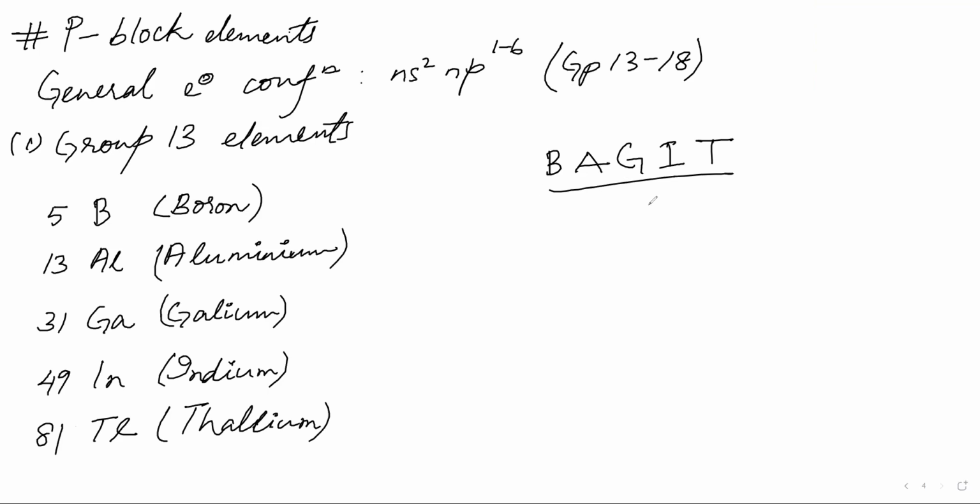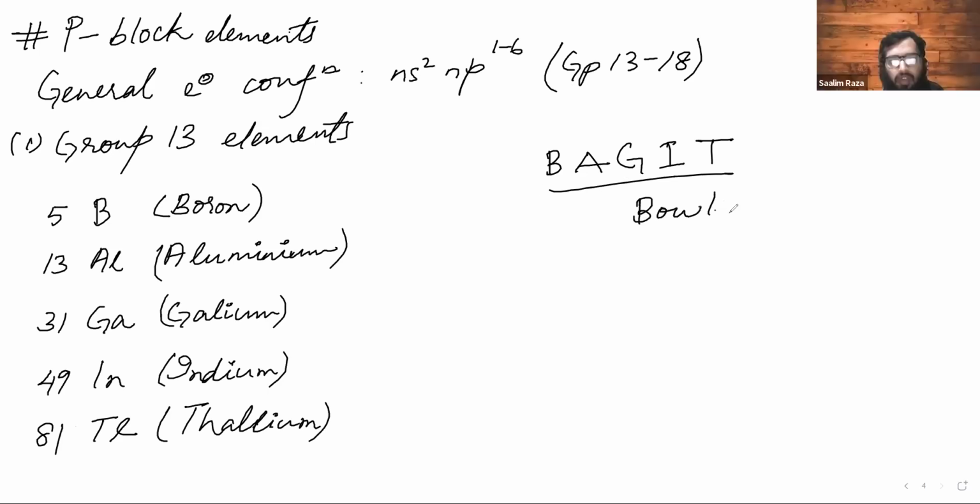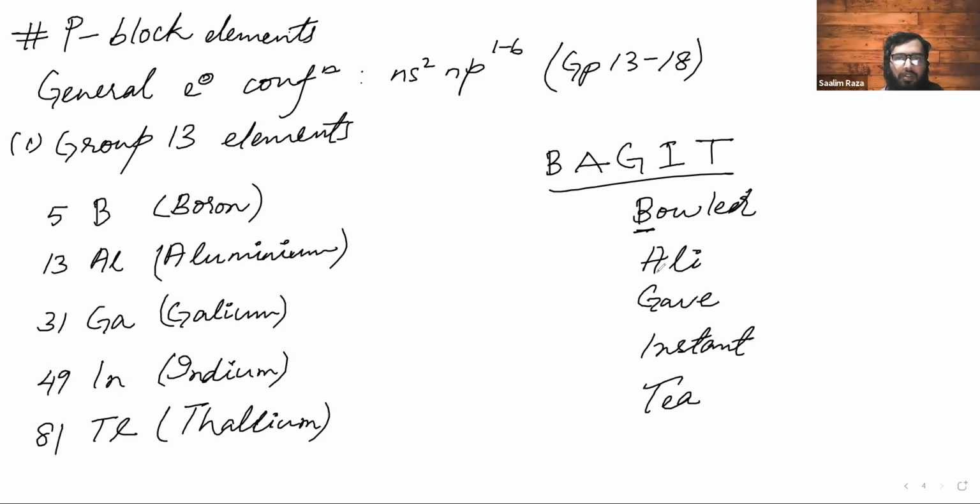Okay. Or else what you can say is: Bowler Ali gave instant tea. Bowler Ali gave instant tea. Now for T you have to remember just like T, Tl not T.